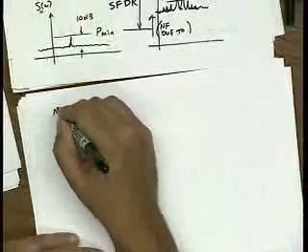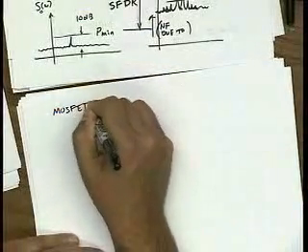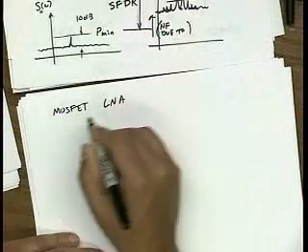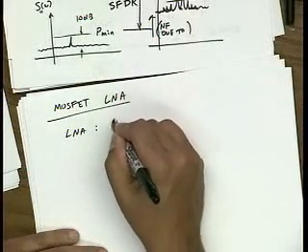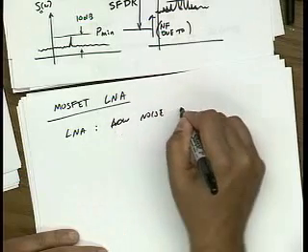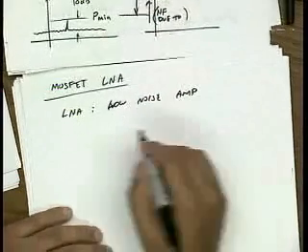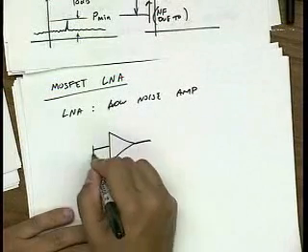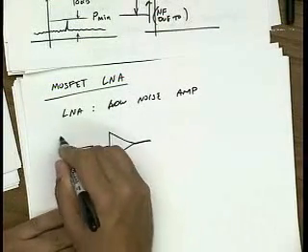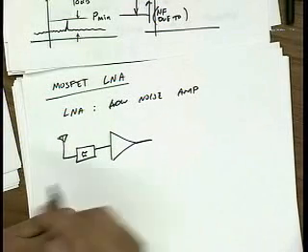Okay, so let's start looking at designing LNAs. Remember, an LNA is a low noise amplifier, and it's usually the first block that we have in a communication system. So the communication system front end looks like this.